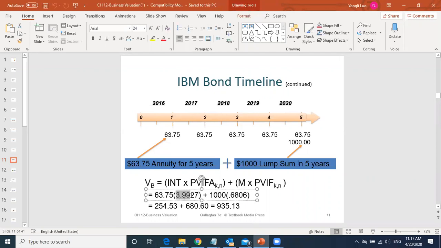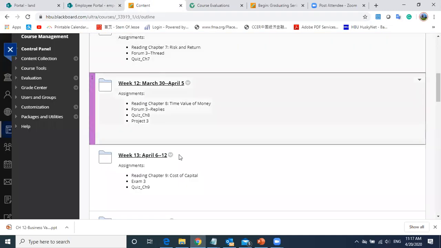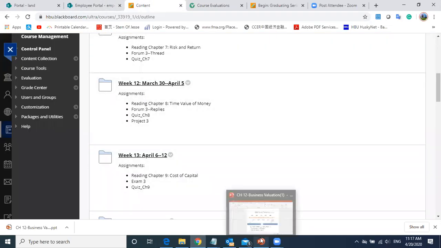So you get this one from table A4, and you get this number from table A3. Both numbers you get from the factor table. If you have a printer, I suggest you print out this factor table. It's very convenient when you take the final exam later on.